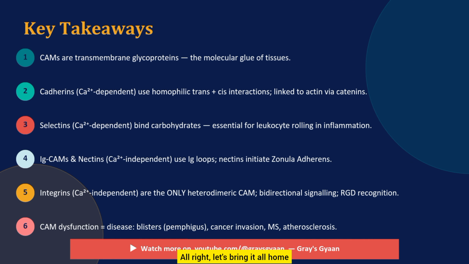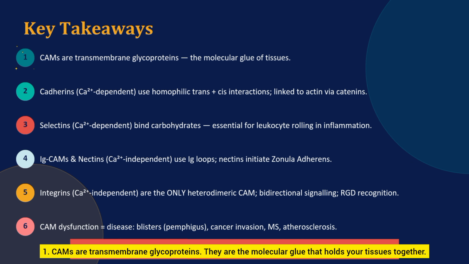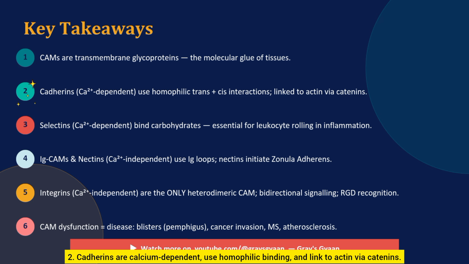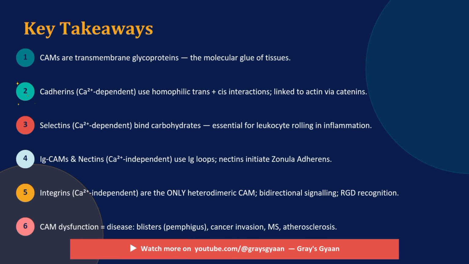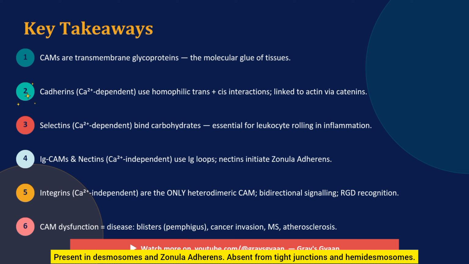Alright, let's bring it all home. Point number 1. CAMs are transmembrane glycoproteins. They are the molecular glue that holds your tissues together. Point number 2. Cadherins are calcium-dependent, use homophilic binding, and link to actin via catenins. Present in desmosomes and zonula adherens. Absent from tight junctions and hemidesmosomes.